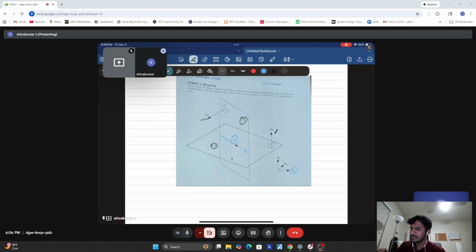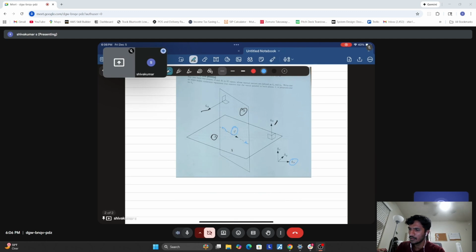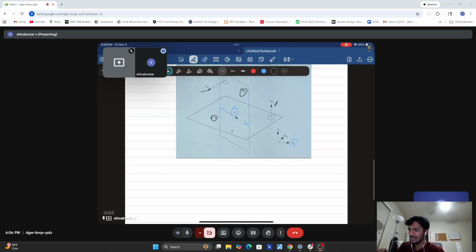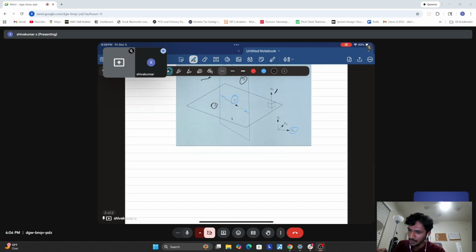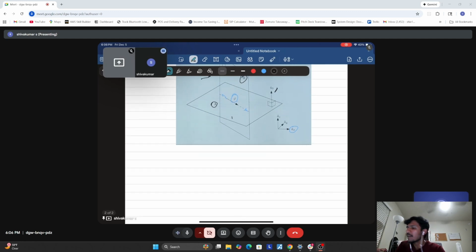Talking about the core fundamentals of the problem, this can be solved using simple vector operations, which are the cross product and the dot product.